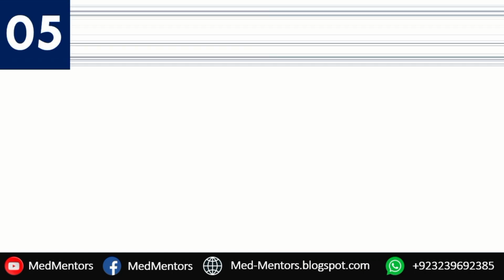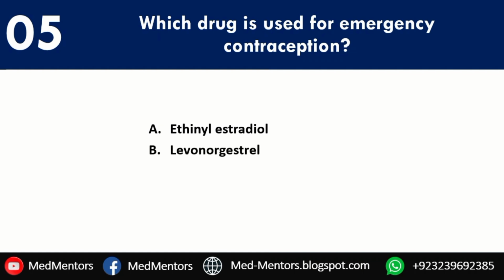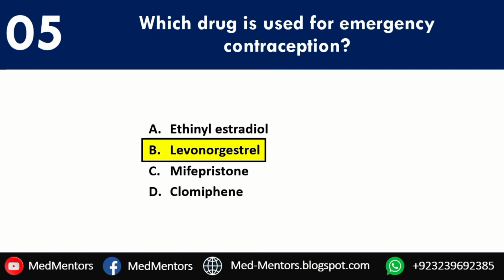Number 5. Which drug is used for emergency contraception? Option A. Ethinyl estradiol. Option B. Levonorgestrel. Option C. Mifepristone. And option D. Clomiphene. Correct option is levonorgestrel. Levonorgestrel, taken in high doses within 72 hours of unprotected intercourse, prevents ovulation or fertilization.